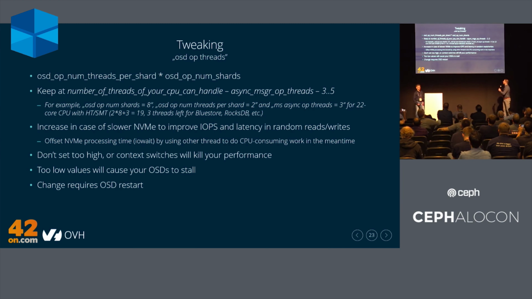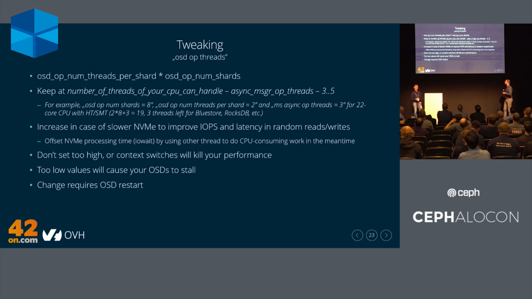Another thing you can tweak when you are expecting a huge load on the clusters is the OSD op threads. I'm going to go over this quickly, but the general idea is that you should use the correct number of OSD op threads, and it depends on the CPU you are using, actually the number of cores you have. If you have more cores, you can use more OSD op threads. If you have fewer cores, you should use fewer threads, because if you use too many OSD op threads, the context switching will kill performance.